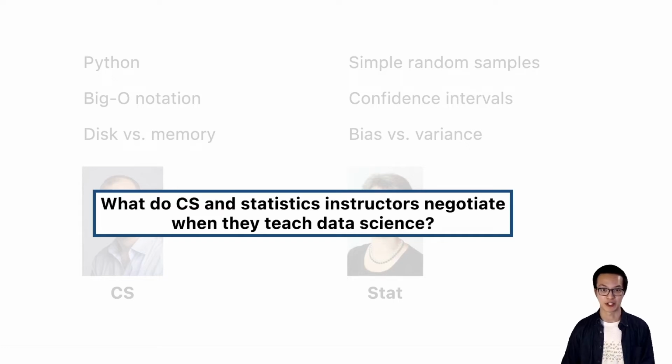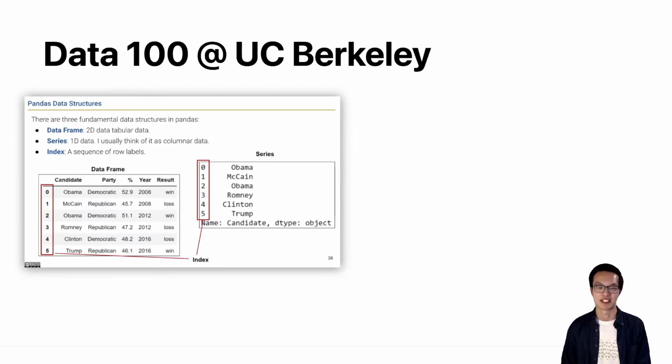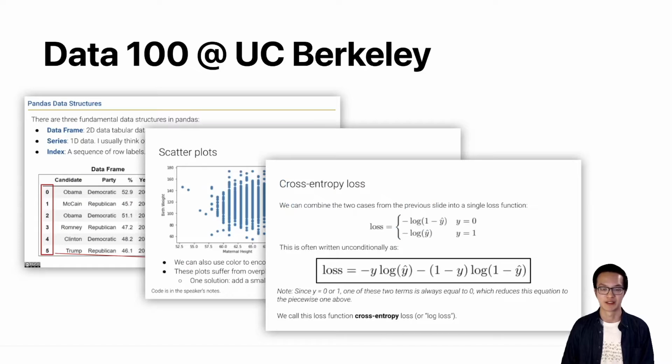We experienced this question firsthand when we taught a course together called Data 100. Data 100 is a second or third year course for undergraduates at UC Berkeley that covers a broad array of topics like Python programming, data viz, and modeling. We created this course in spring of 2017, and it served over 2,500 students this past year.